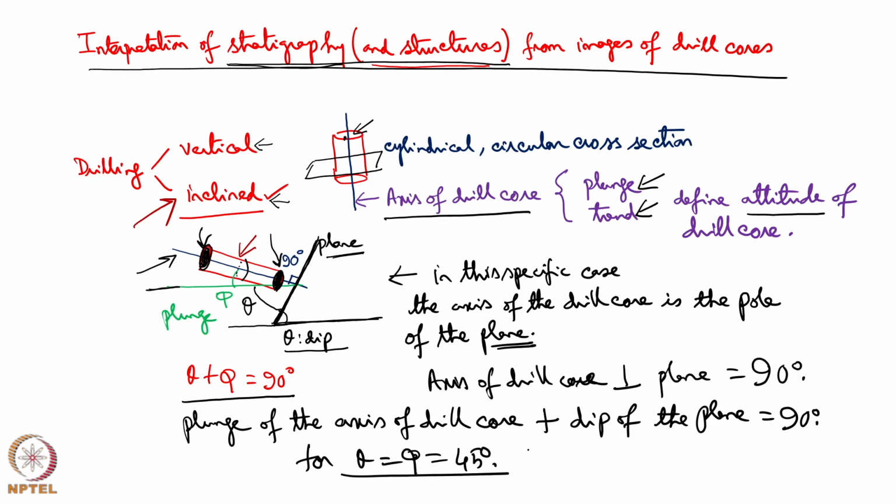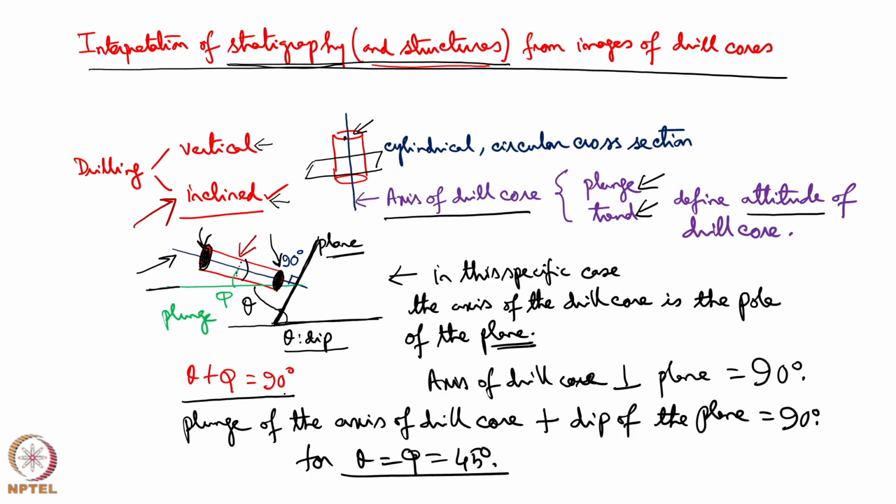That means, if you have done an inclined drilling with plunge of axis of drilling as 45 degree and that makes a circular cross section, that means the plane which intersected the drill core is also having a dip of 45 degree. From this theta plus phi equal to 90 degree, we can see a few obvious interesting relations.